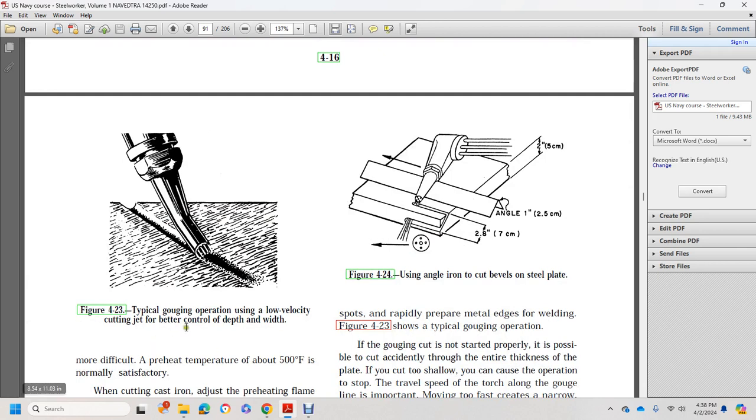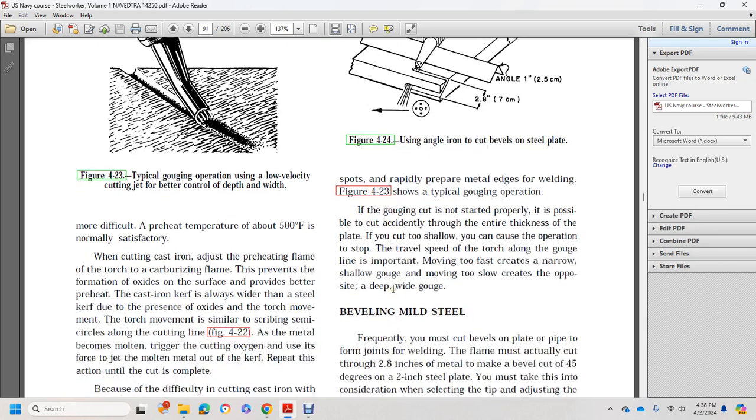Figure 423, typical gouging operation. Use a low viscosity cutting jet for better cutting depth and width. Figure 424 shows the bevel angle, a cutting bevel on a steel plate.